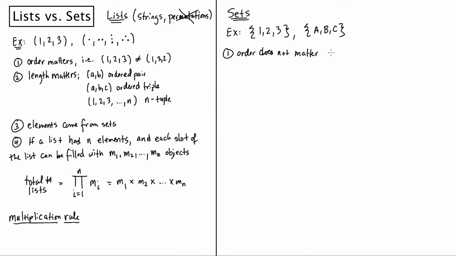Which is basically saying that the set {1, 2, 3} and the set {1, 3, 2} are equal to each other. Now, this implies a couple of things about what it means for sets to be equal, and we'll talk about that as we go through.